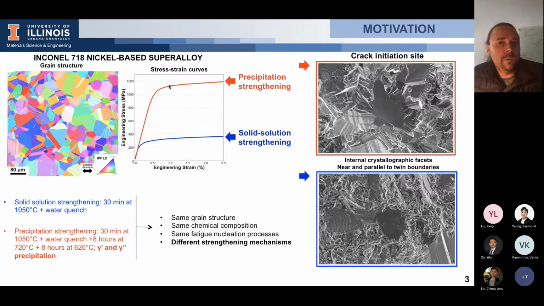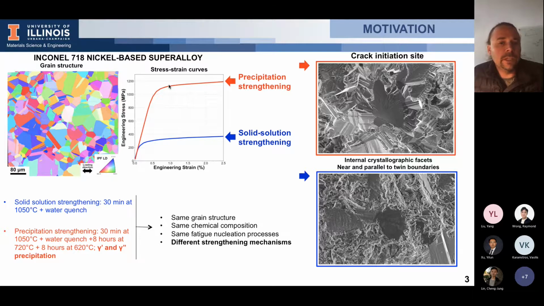We tested both of these alloys in fatigue. First, we noticed that you have the same kind of initiation. In this regime, for the fatigue strength, you initiate internally, and you have a crystallographic facet, which is actually near twin boundaries.